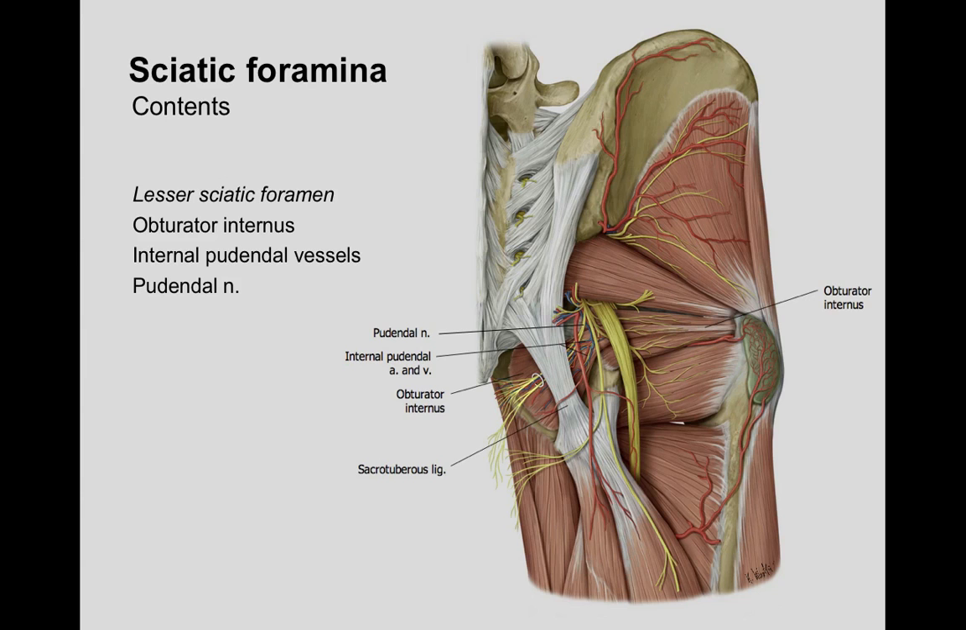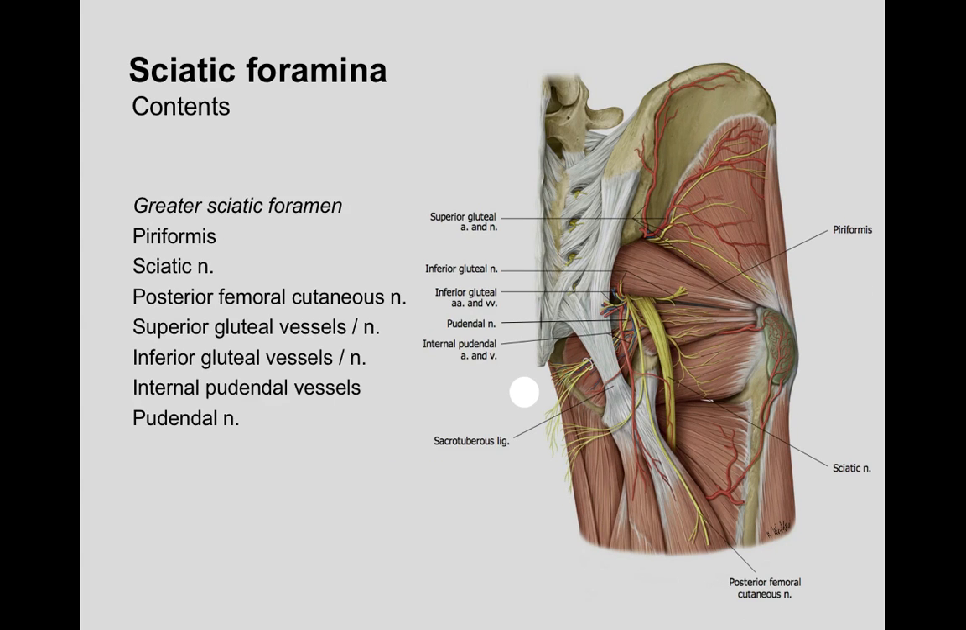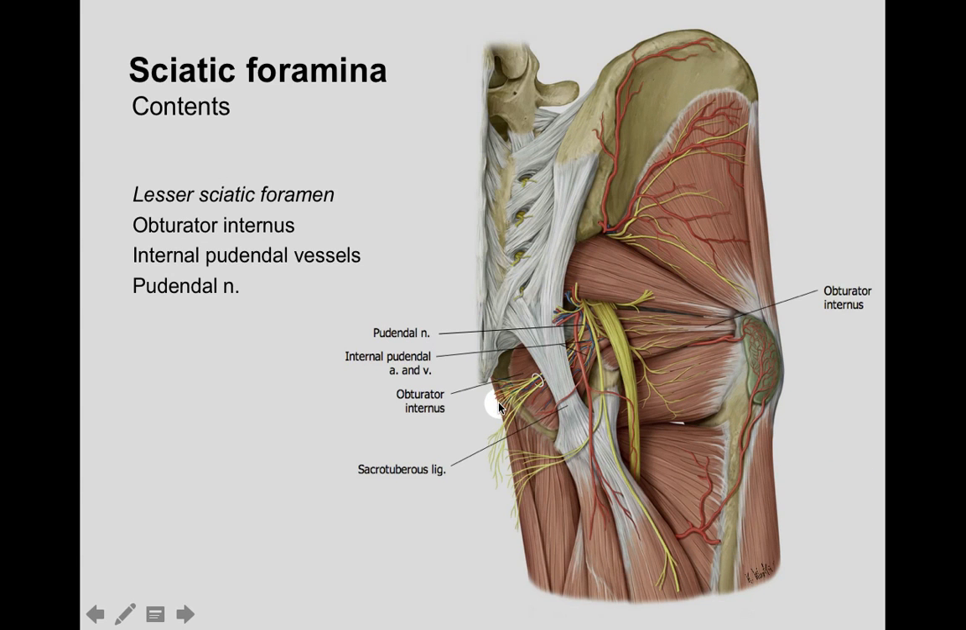Now, the pudendal nerve is listed under both sciatic foramina, as well as the internal pudendal vessels, to demonstrate the course of these structures as they leave the pelvis through the greater sciatic foramen, and then gain access into the ischioanal fossa by passing in through the lesser sciatic foramen.